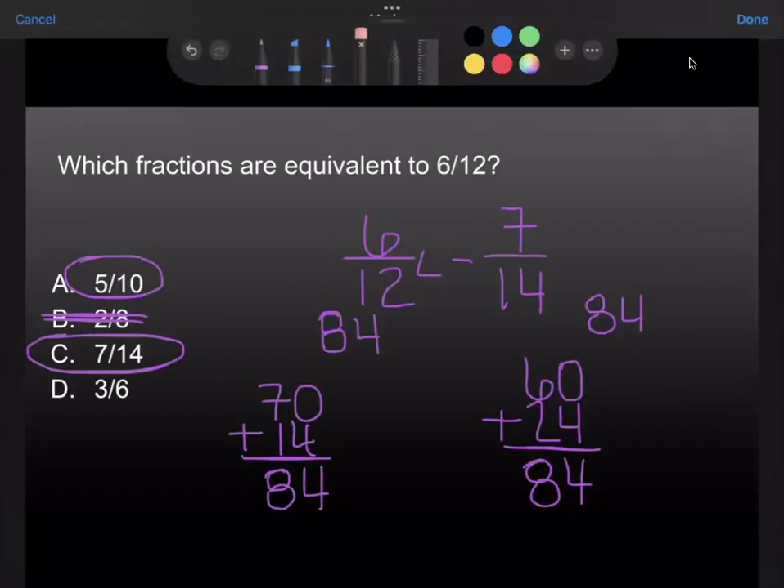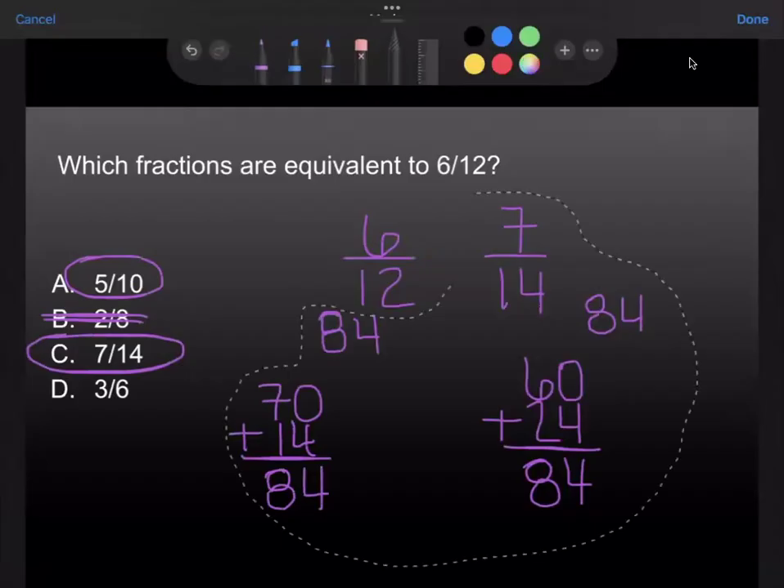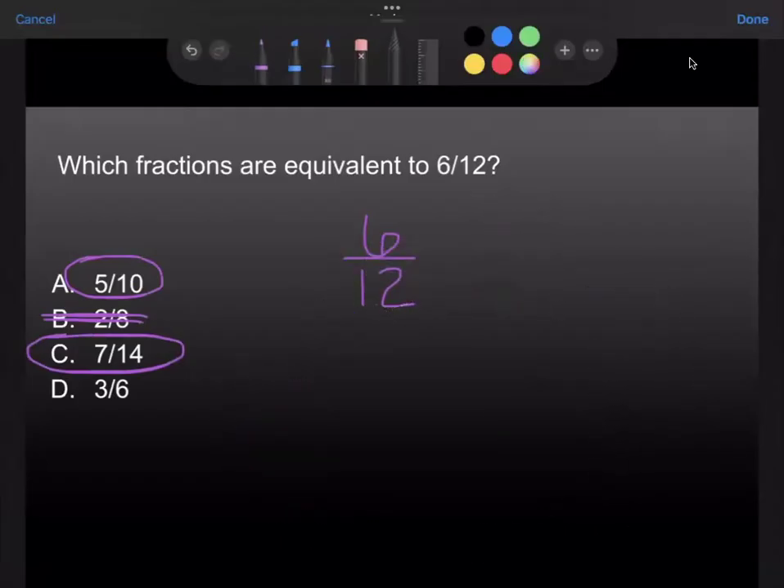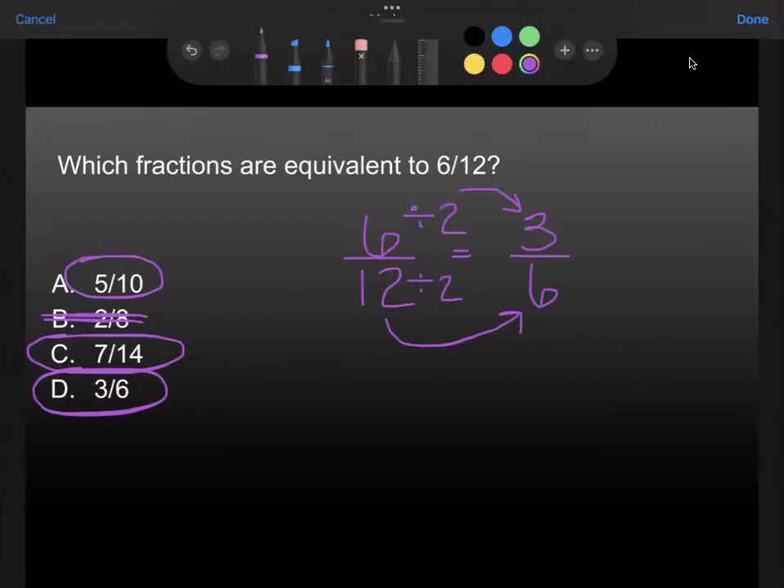Okay, let's do some erasing here, and then we'll try to figure out if our last choice is equivalent to 6 over 12. Is it equivalent to 3 over 6? For this one, I can more easily see that 6 divided by 2 is 3. So I'm going to try dividing the bottom by 2, and I get 6, which is exactly what the denominator is. So that means this one is also equivalent. So from this list, the fractions that are equivalent to 6 over 12 would be 5 over 10, 7 over 14, and 3 over 6.